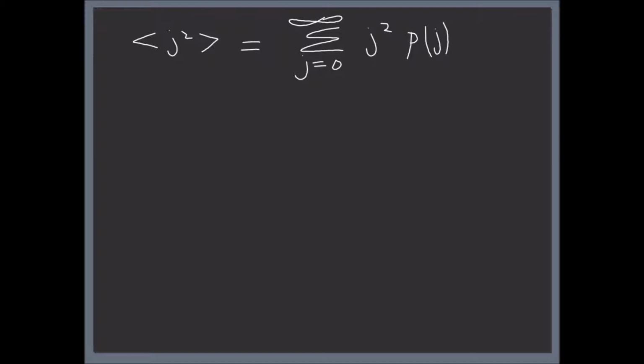So expectation value of j squared is equal to the sum, when j starts from 0 to infinity, of j squared times p of j, right? And we're gonna have to do the sum. We don't have the 0, we don't have the 1, we don't have the 2, we don't have the 3, but we have the 14.